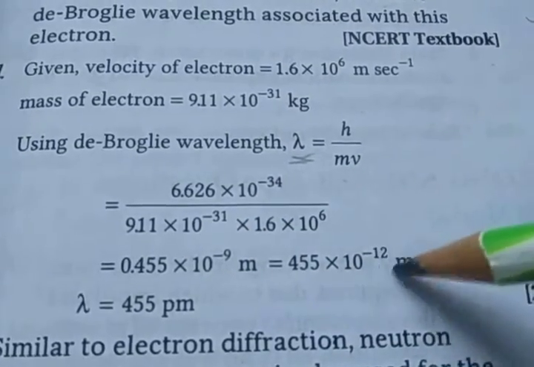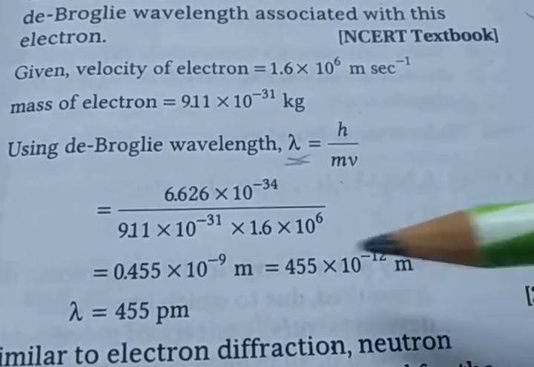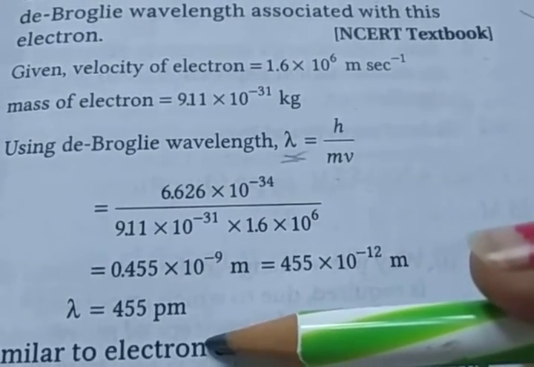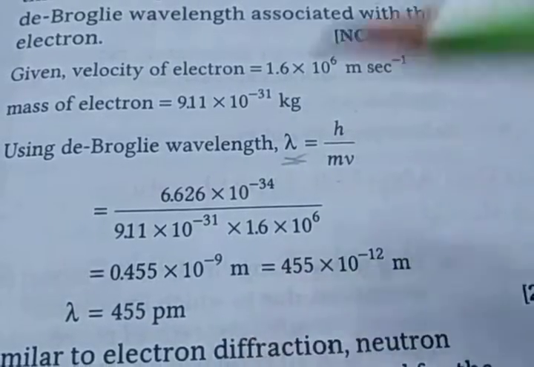So the value comes to 455 into 10 to the power minus 12 meter, and then convert into picometer. So lambda is equal to 455 picometer.